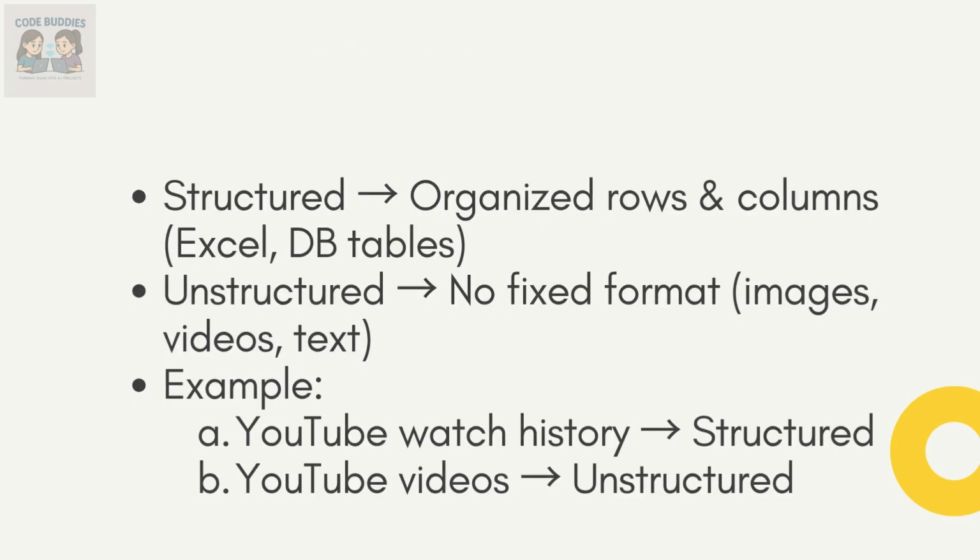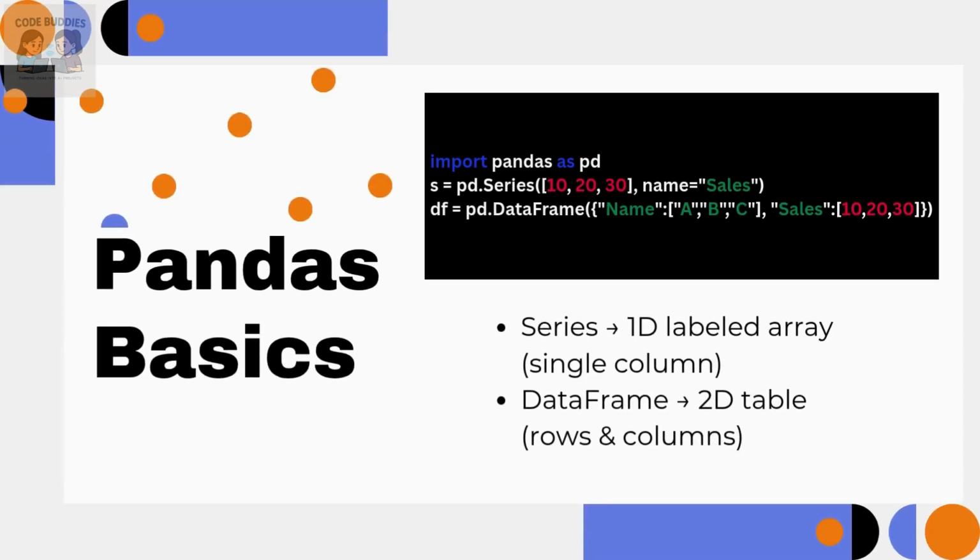Pandas basics. Pandas is our go-to Python library for working with structured data. Two main things you need to know. Series is a one-dimensional labeled array. Think of it like a single column from Excel. DataFrame is a two-dimensional table with rows and columns, basically, the full Excel sheet. For example, if you have a column of sales numbers, that's a series. If you have names and their corresponding sales, that's a DataFrame. Once you master these two, handling datasets will feel like second nature.